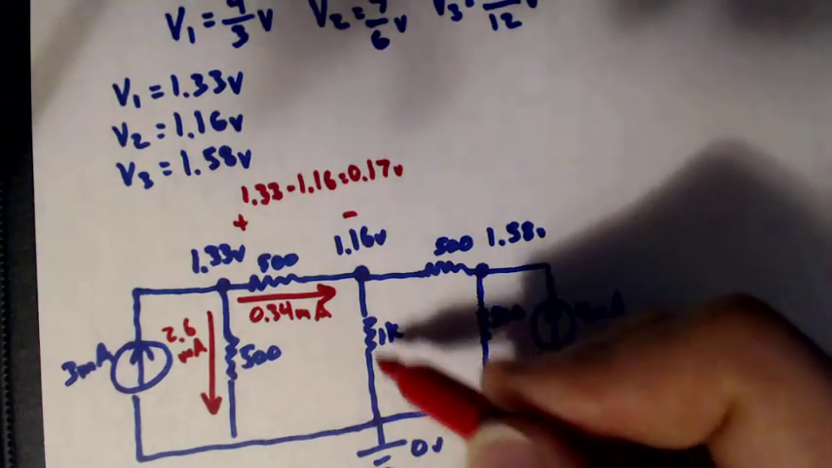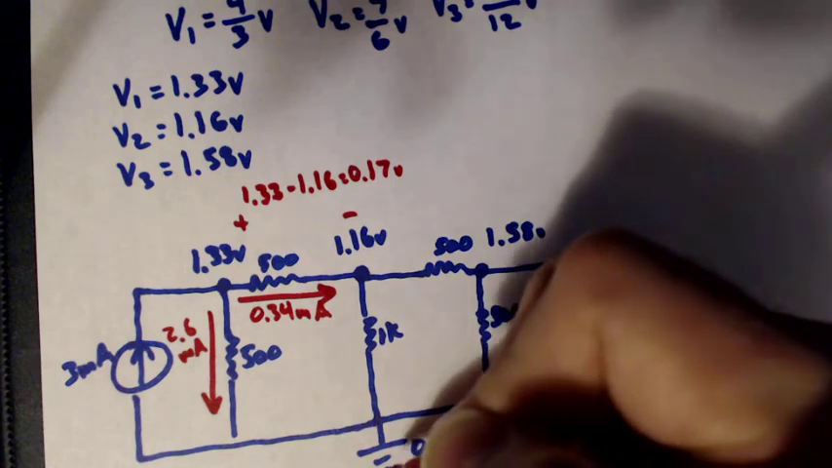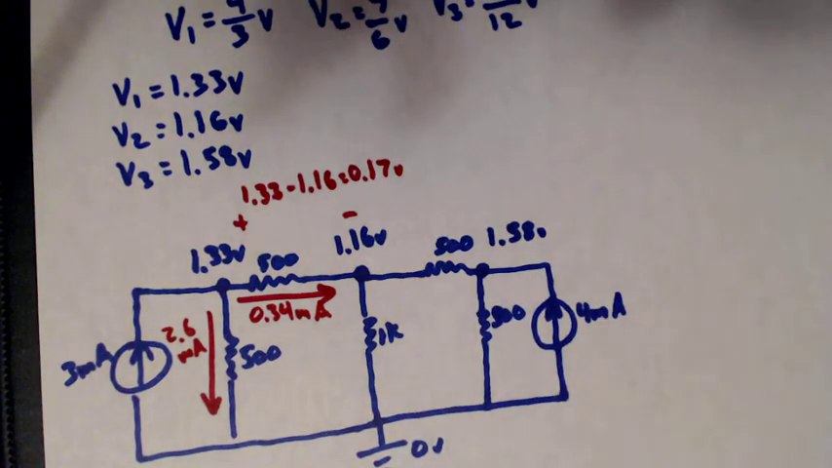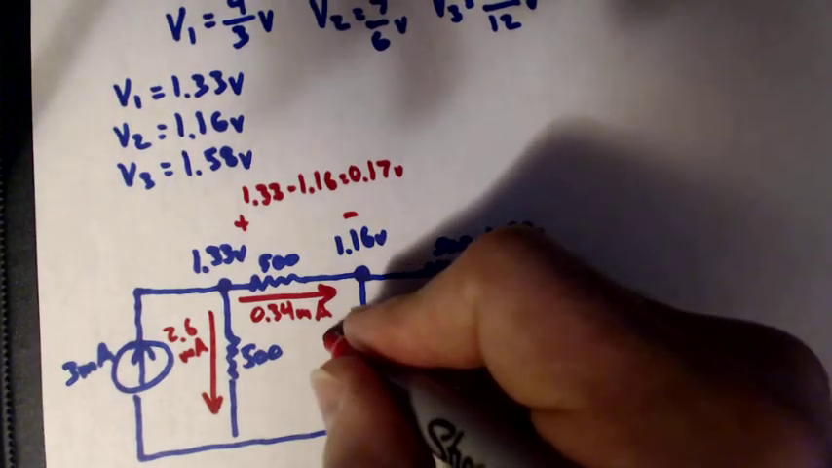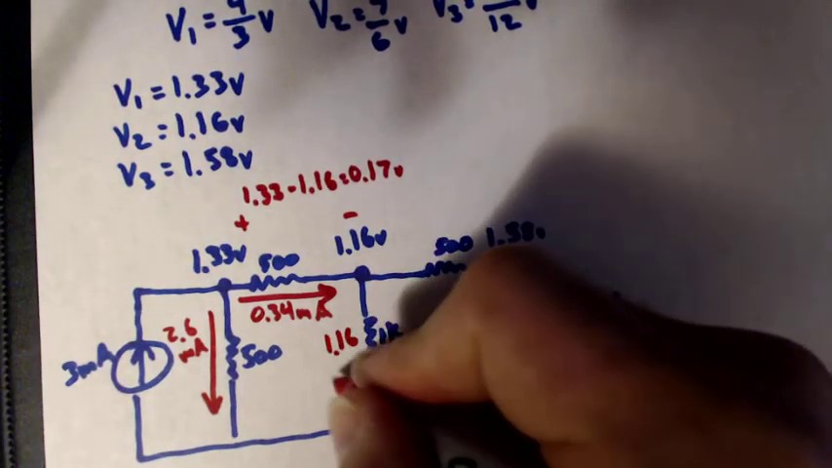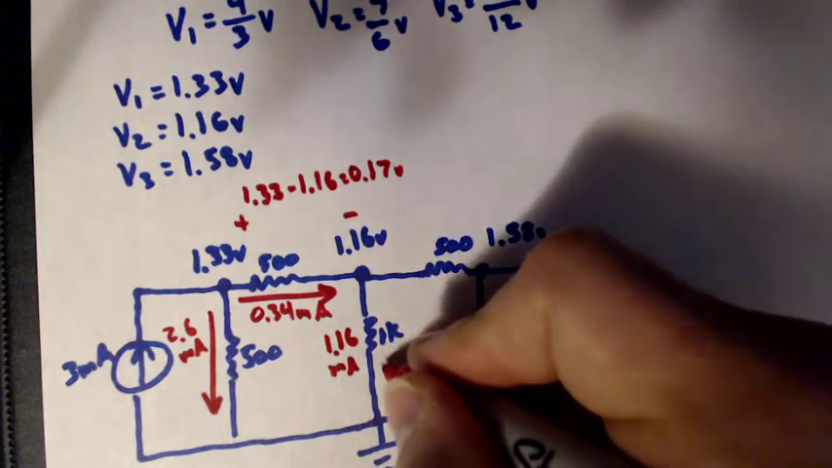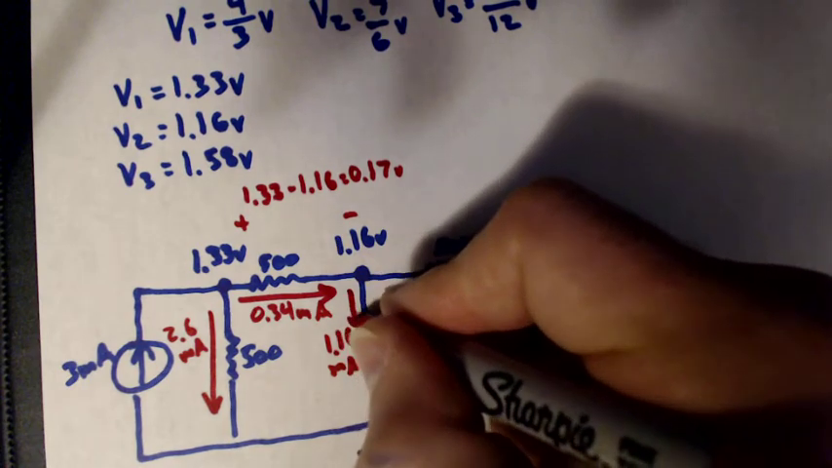Okay, let's look at this 1K over here. 1.16 volts and 0 volts on the other side. So 1.16 divided by 1,000. 1.16 milliamps. Ooh, I forgot to draw the current arrow. I'll draw it right there.